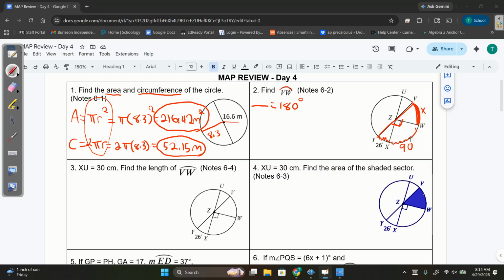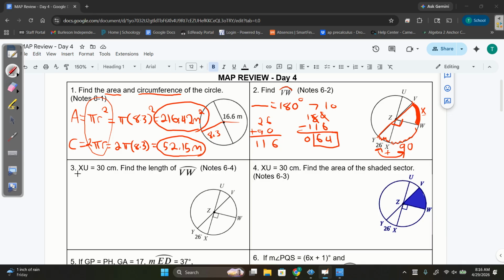But we don't know what this piece is. Luckily, we have every other part that makes up the straight line. So what I can do is add these two pieces together and then subtract it from 180 to get whatever remains. So we're going to do 26 plus 90. And then we're going to do 180 minus what we just got. And get 64 degrees for this portion here, VW.